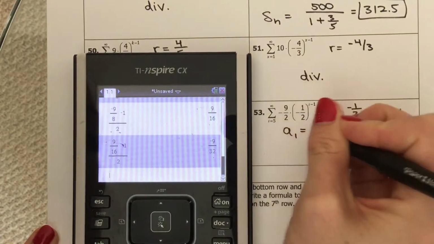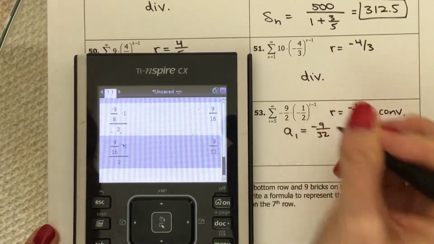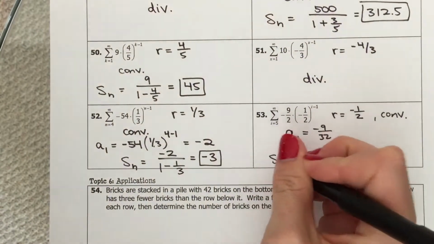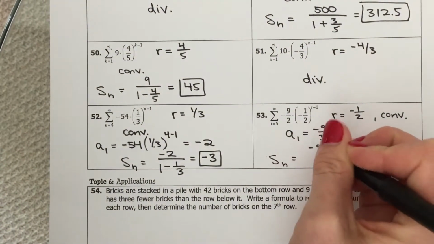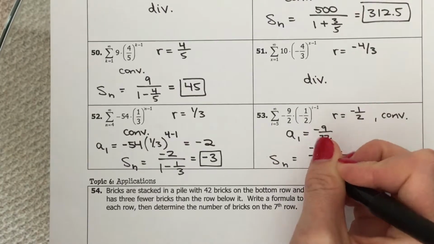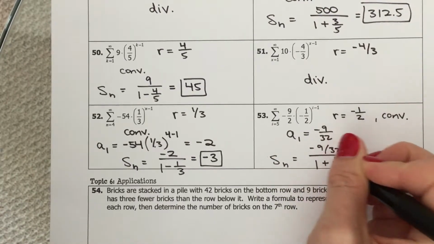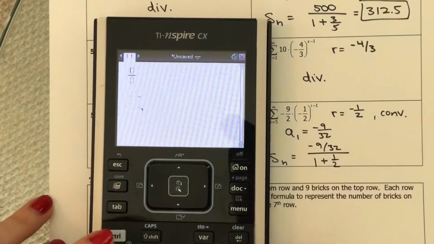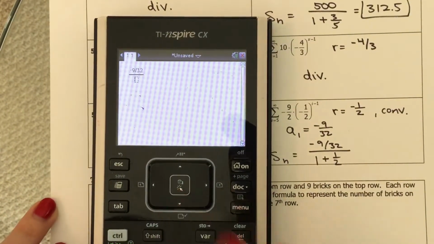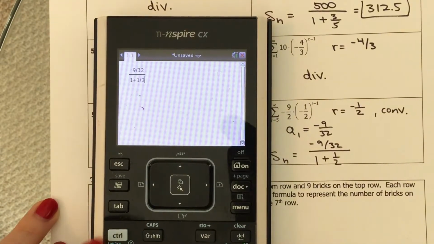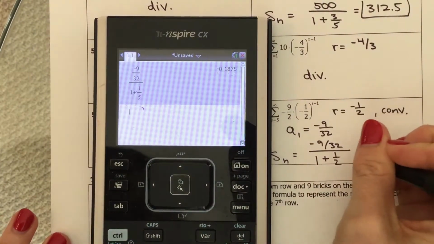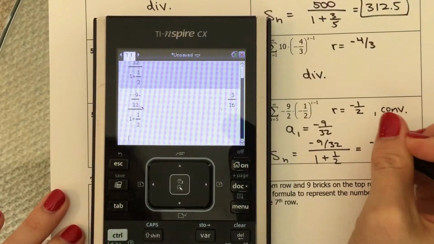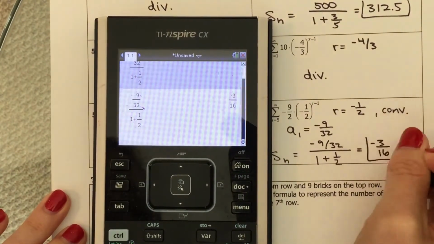So the starting term that we want to use for this series, the one that starts at 5, is that value right there. So we can sub that into our formula. So starting value for this sequence over 1 minus r. Okay, so we get this lovely value right here, or we could do it in fraction form, which looks a little neater, -3/16.